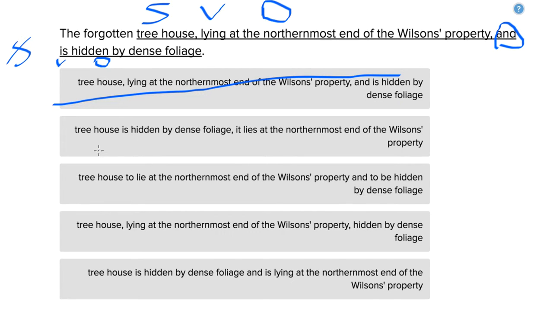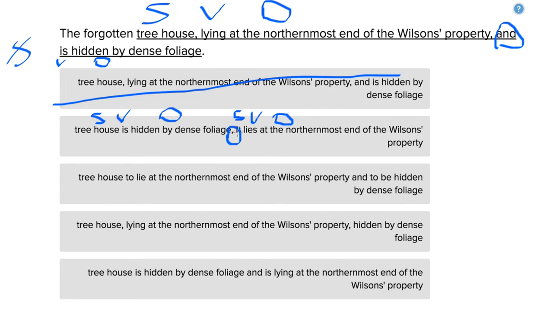Answer choice B says, the treehouse is hidden by dense foliage. It lies at the northernmost end of the Wilson's property. So here, following this comma, you have a full sentence. You have the subject, it, the verb, lies, and what it lies on, which is the object, and that's fine. But you start here with the forgotten treehouse, which is a subject again, "is," which is a verb, hidden by dense foliage. So again, you have two full sentences, but this time rather than an "and," you have a comma. And you cannot have two independent clauses on both sides of a comma.